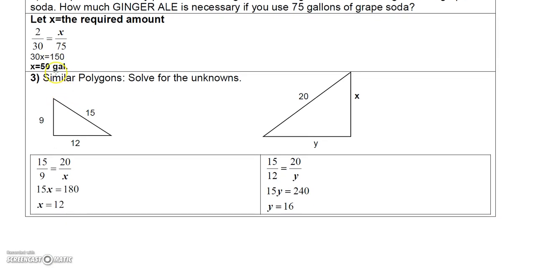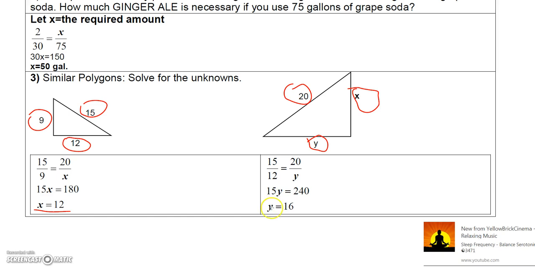And then on this third one, with similar polygons, we have 2 right triangles here, and so I can say 15 is to 9 as 20 is to x. Okay, so 15 is to 9 as 20 is to x, and then you can cross multiply and get x is 12. And then on the last one you do the same thing, but you can do 15 is to 12 as 20 is to y, and then you can cross multiply there and get the y values.